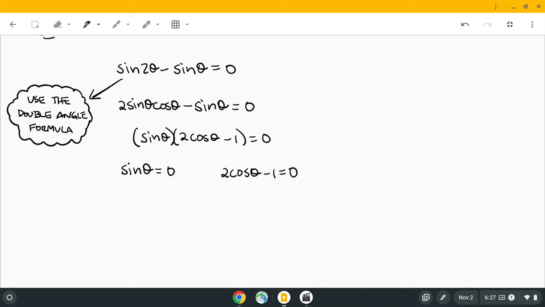Again, you can only use this idea of taking each factor and setting it equal to 0 and solving if it's set equal to 0. If it's set equal to any other number, then you cannot do this.